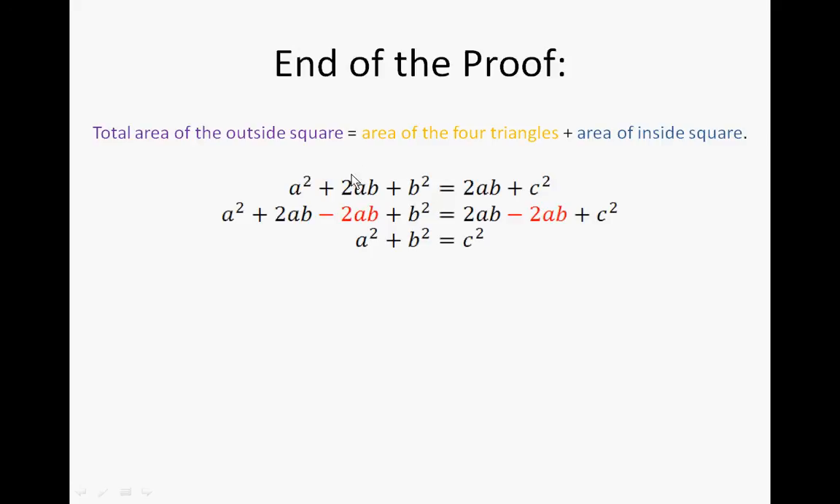Notice what we have on both sides of the equation. We have this 2AB, which can be subtracted. So if I have a 2AB, I can subtract a 2AB from here, and I'm going to do the same thing to the right side of the equation. When we do that, that's going to leave me with an A squared, a B squared, and over here a C squared. Hence, A squared plus B squared equals C squared, and that's the end of the proof.